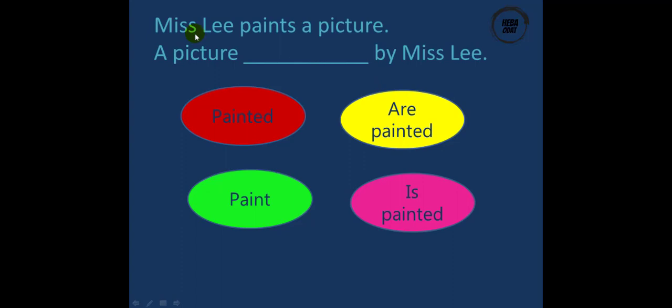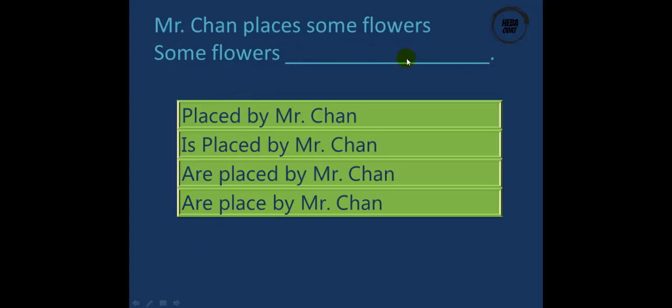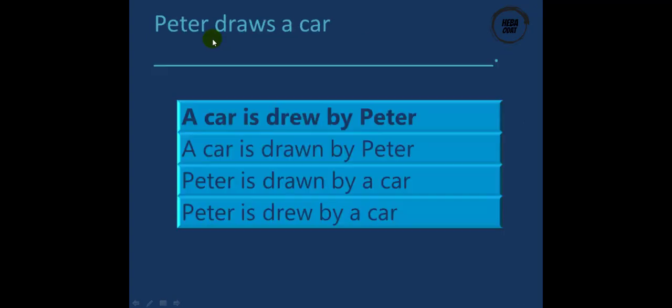Next question. Miss Lee paints a picture. A picture? Which one do you think the answer is? Excellent. If you guessed the answer, then you really understood the lesson. John buys some new clothes. Some new clothes are bought by John. Good job. Miss Chan places some flowers. Some flowers are placed. Amazing. Peter draws a car. A car is drawn by Peter.